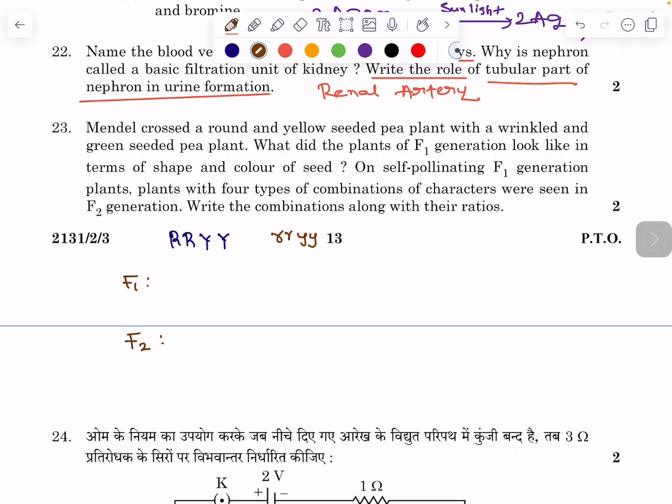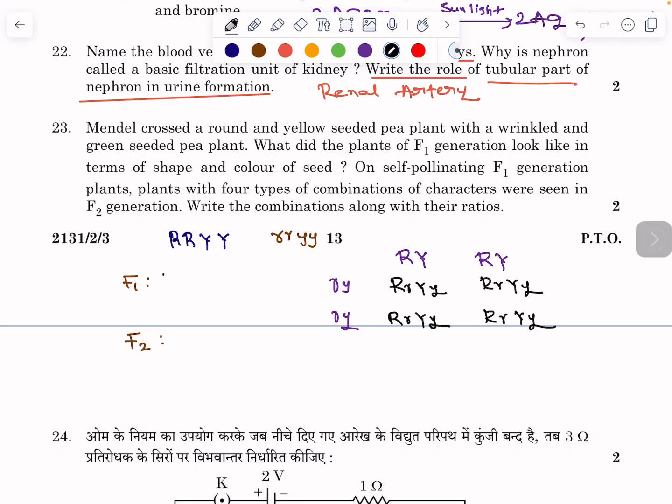And in F1 generation, what type of plants will you get here? You see here in F1 generation, you write the characters like this: RY, RY, RY. Then in this generation you will get capital R, small r, capital Y, small y, in every case. So in F1 generation, the dominant character is capital R, and the dominant character is also capital Y.